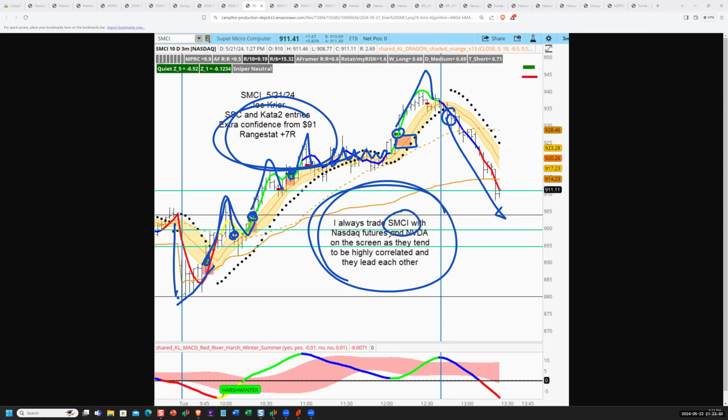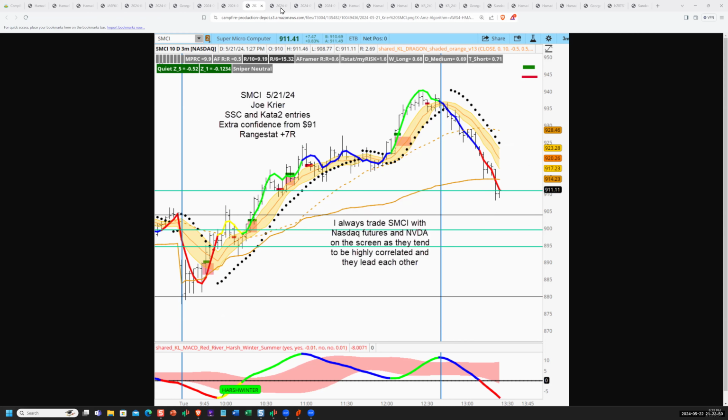And I think it's the semiconductor, if I remember, or Super Micro. Okay, sorry. Nice work. We like 7R.